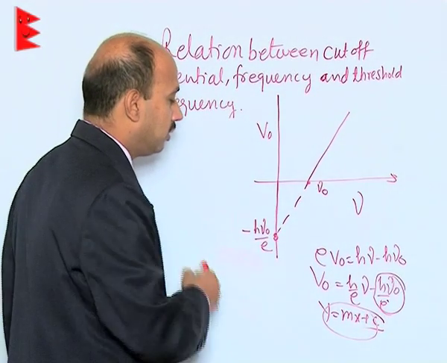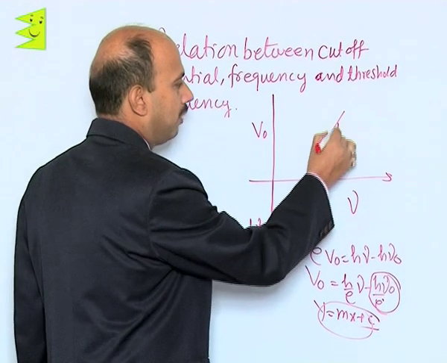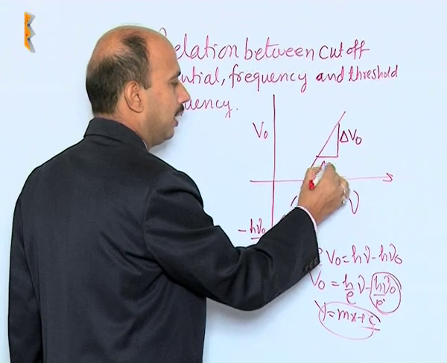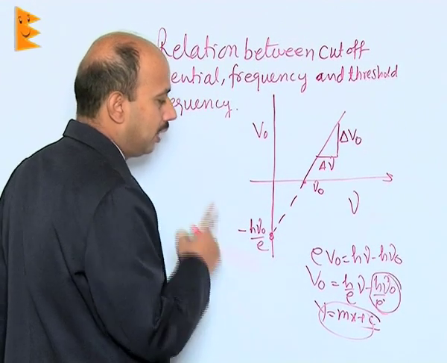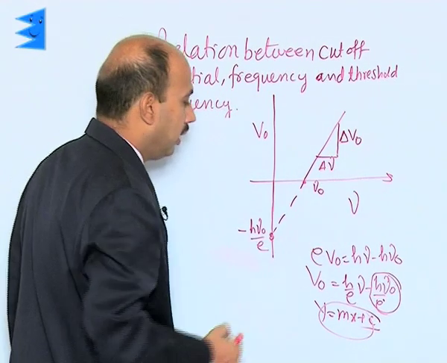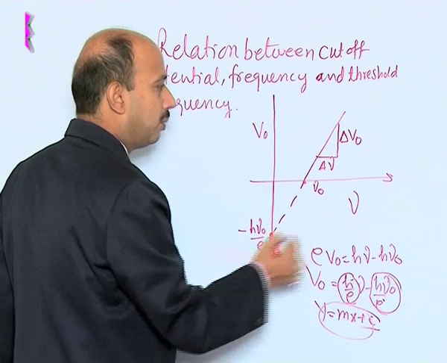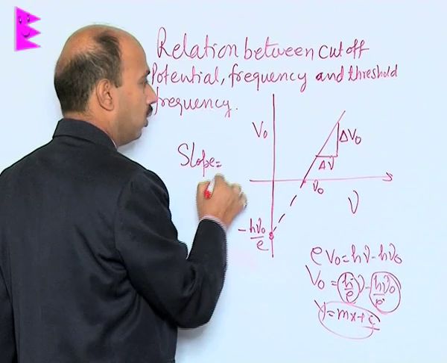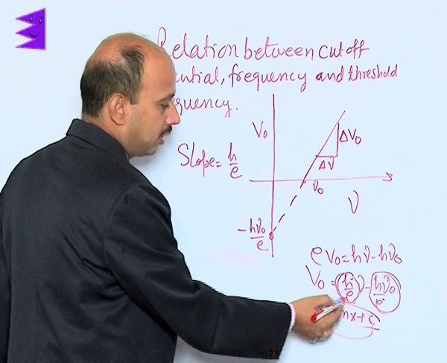Now, you know, the slope of the graph can be obtained from here, that is delta V naught and delta nu. So in this case we can write delta V naught by delta nu. In this case we can take slope is equal to h by e. So we can write here slope is equal to h by e. This is representing here the slope.